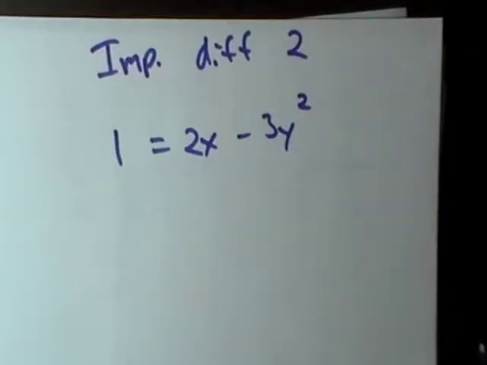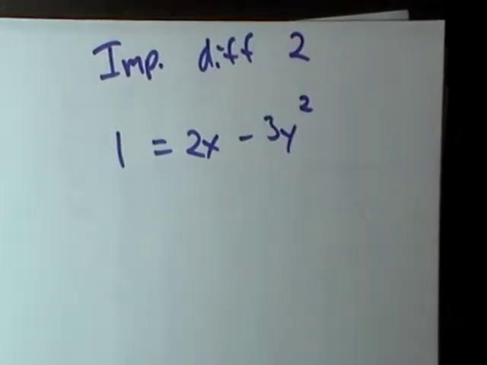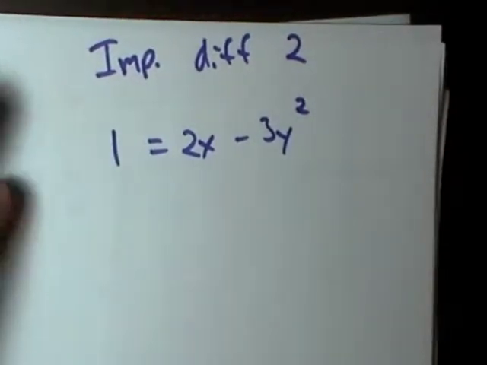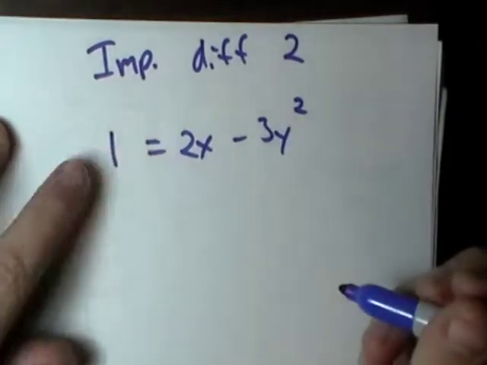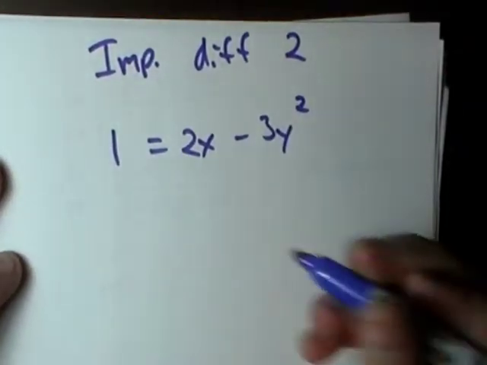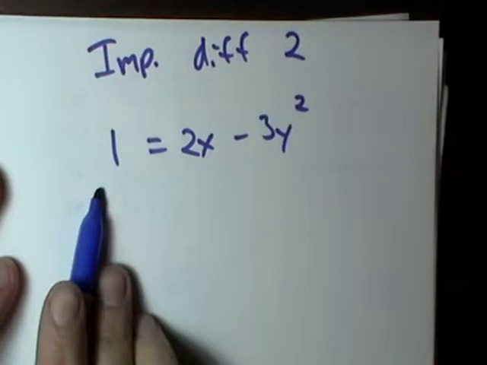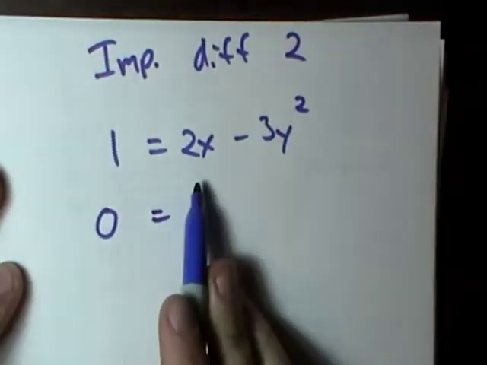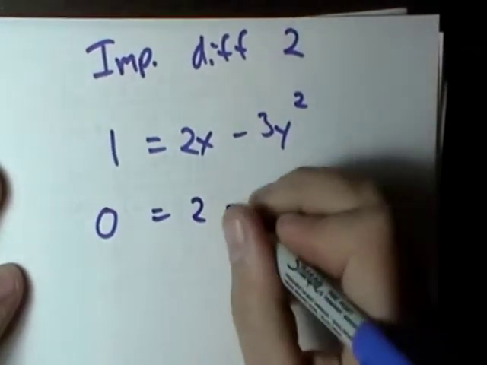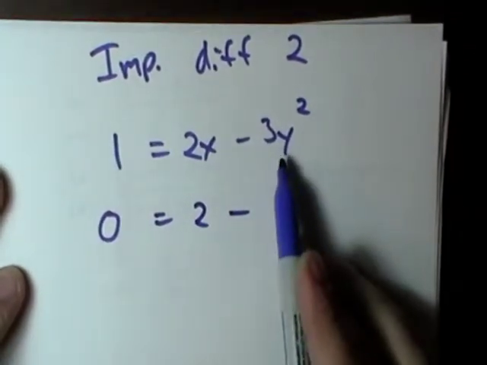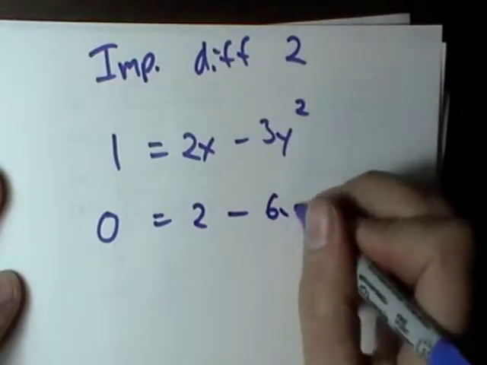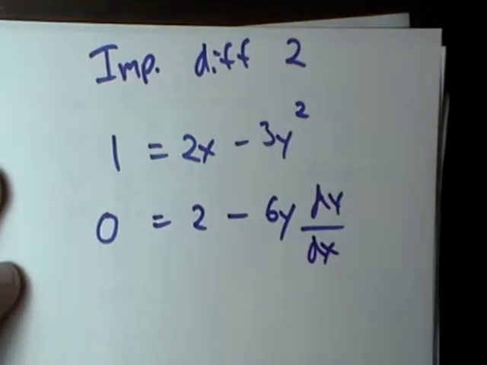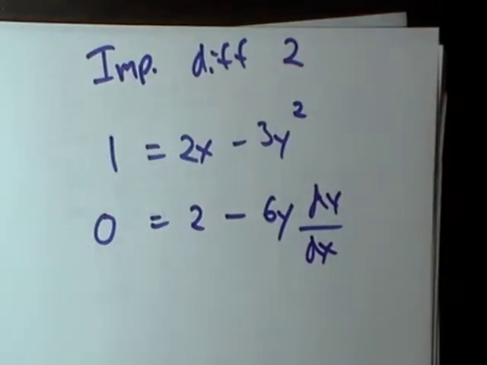Okay, I got some more implicit differentiation problems because practice makes perfect. So we'll just pick up where we left off in the last video, and we're just going to take the derivative of each of both sides. So derivative of 1, well, that's 0. Derivative of 2x, that's 2, minus derivative of 3y squared, that's just 6y, and remember dy dx. Okay, so let's see what we can do here.